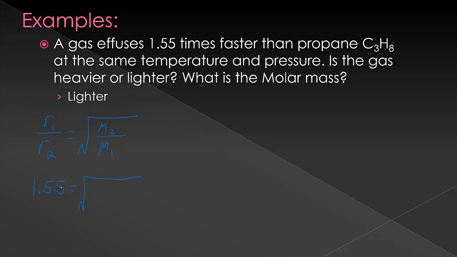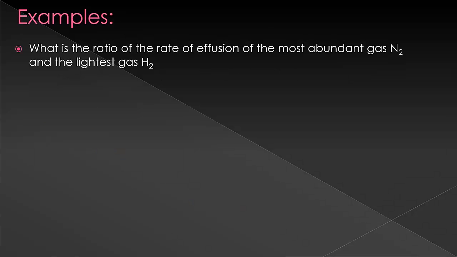So since this is over 1, that means that our faster one is on top, because this R1 is larger than R2. So since our faster one for the speeds is on top, we know that our unknown mass will be on the bottom because they are inversely related. So then we can put our molecular mass of propane on top, rearrange and solve to get 19.6 grams per mole. Now let's do another example.